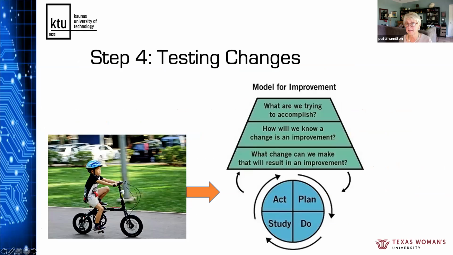But we have to test those things to see if they are really going to produce an improvement, because we don't just jump on our bike and ride off into the sunset having done everything right with just one try. Remember that this is a cycle, just like our agile project management. We're going to put some things into effect and see if we've made a change that resulted in improvement.